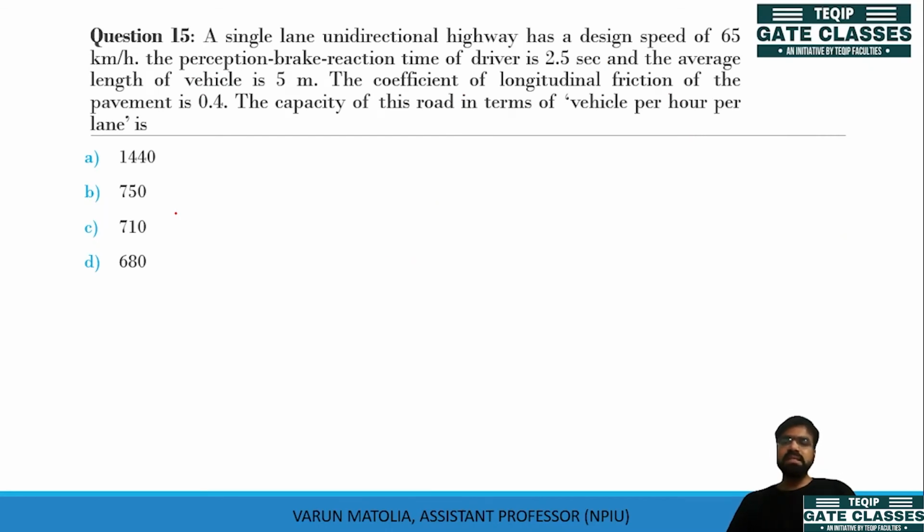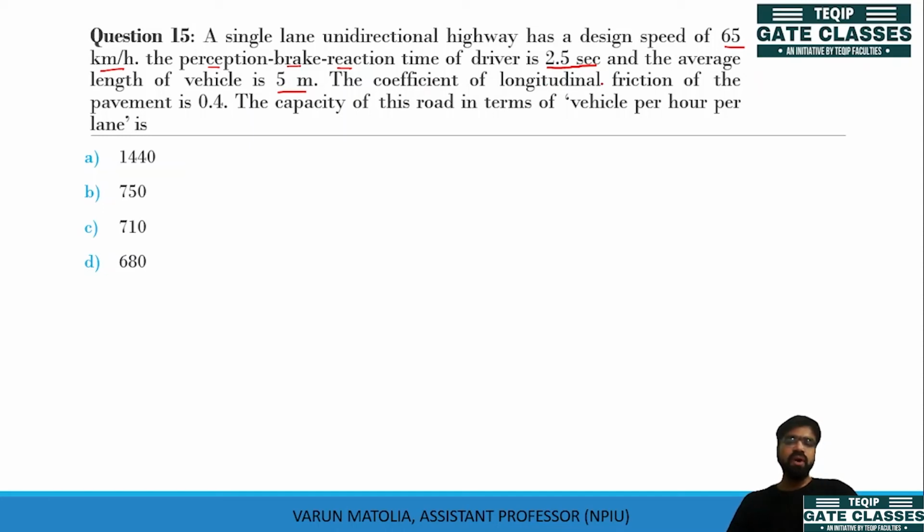Now this question says a single lane unidirectional highway has a design speed of 65 kilometers per hour. The perception brake reaction time, so it is talking about the reaction time of the driver, is 2.5 seconds. The average length of the vehicle is 5 meters. Length of wheelbase of a vehicle is 5 meters.